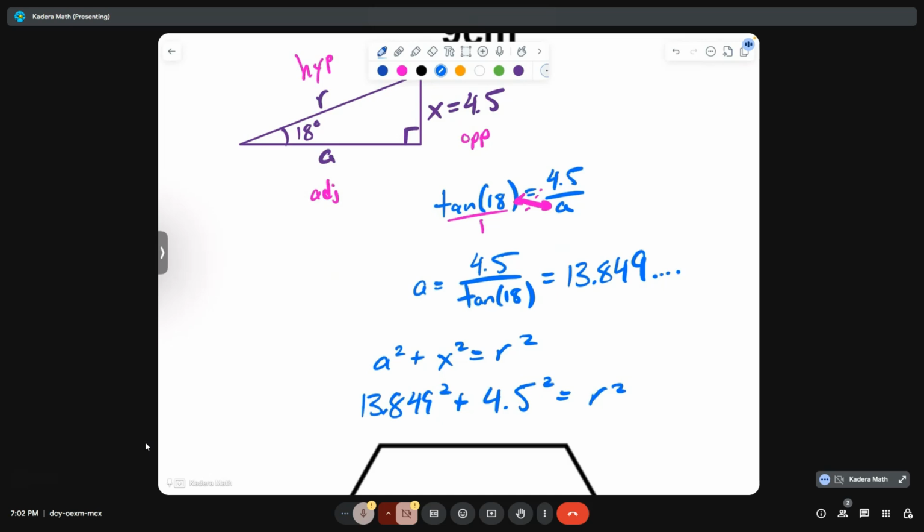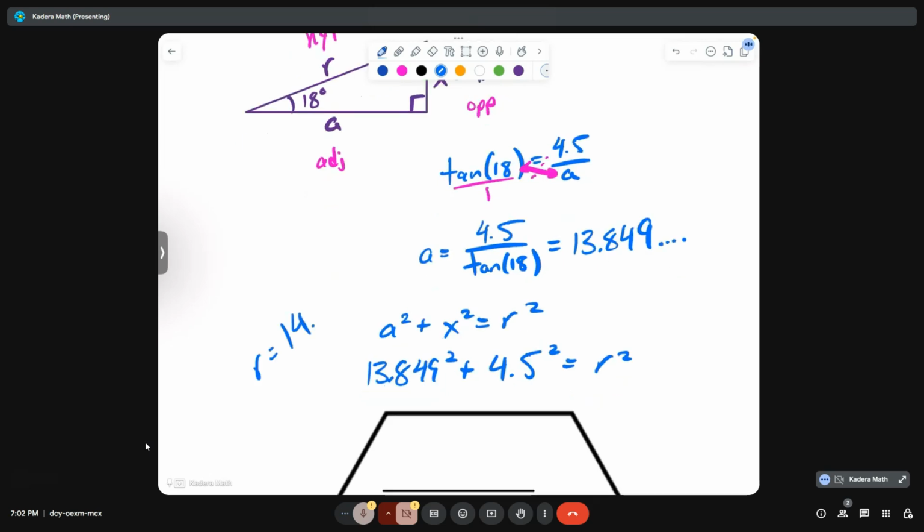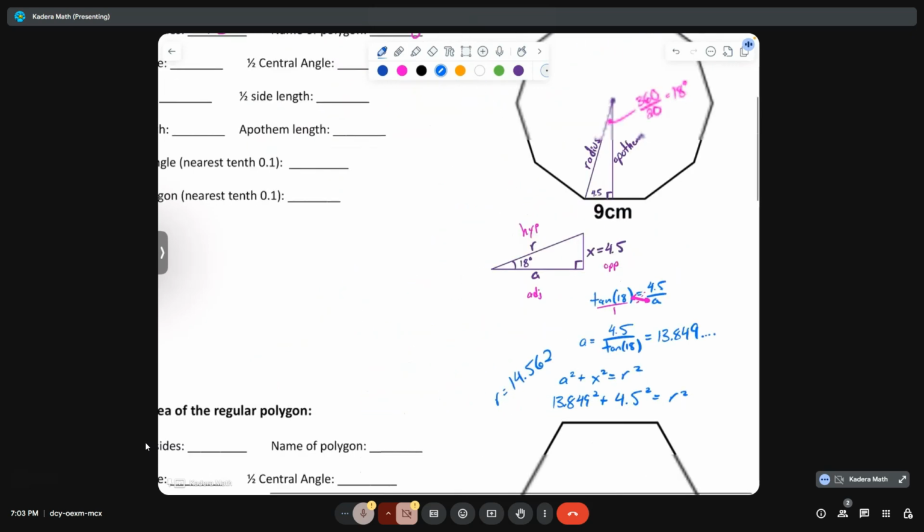And solving that, let's see what we get. Second answer squared. So I'm just on my calculator, I'm just typing in second answer plus 4.5 squared. I'm taking the square root of that. My radius is 14.562. So you could have also used a cosine ratio or a sine ratio to get there, but Pythagorean theorem was staring me in the face at the moment, so I decided to go there.